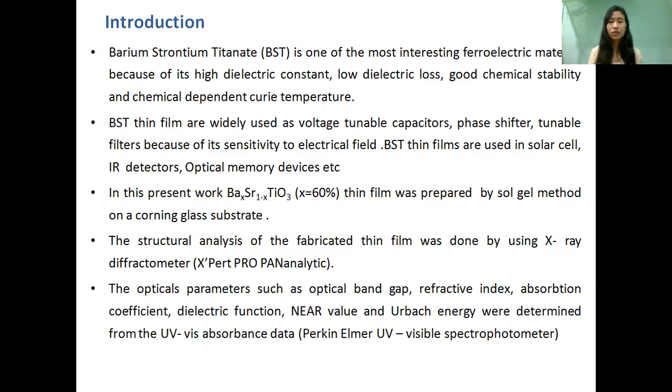In the present work, barium strontium titanate thin film was prepared by the sol-gel method on a Corning glass substrate using a programmable spin coater. Later, the structural analysis of the fabricated thin film was done by using X-ray diffractometer. The optical parameters such as optical band gap, refractive index, absorption coefficient, and dielectric functions were analyzed from the UV visible absorption data taken from a Perkin-Elmer UV visible spectrophotometer.